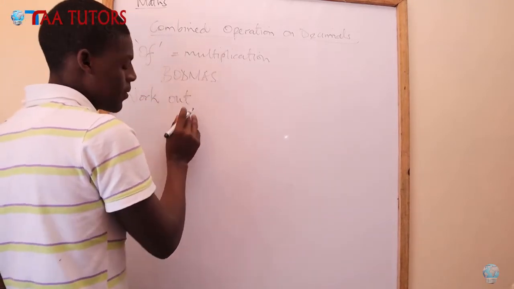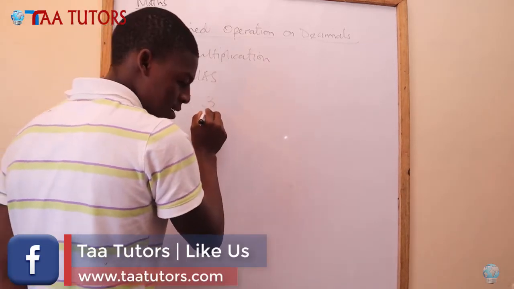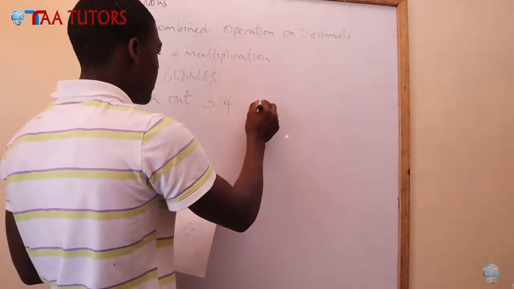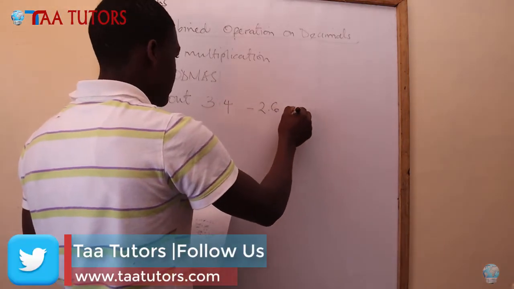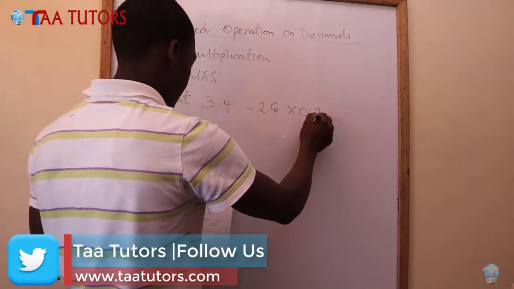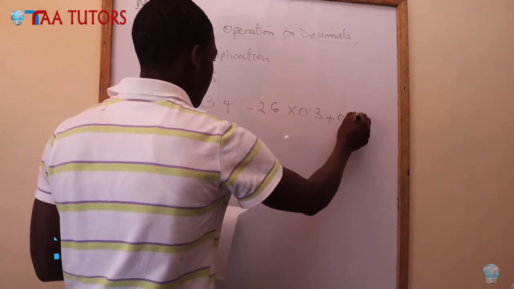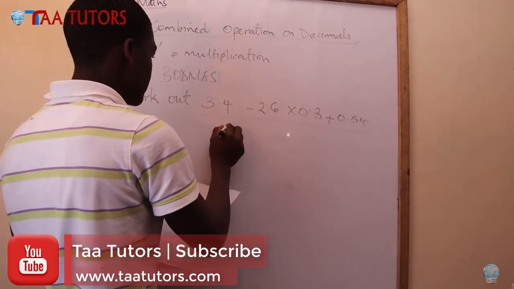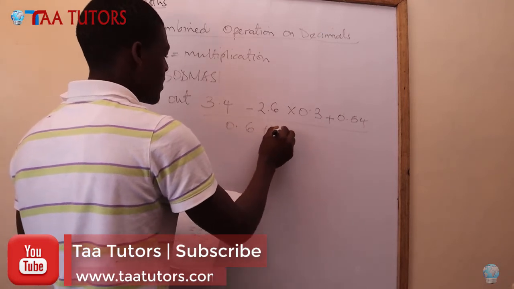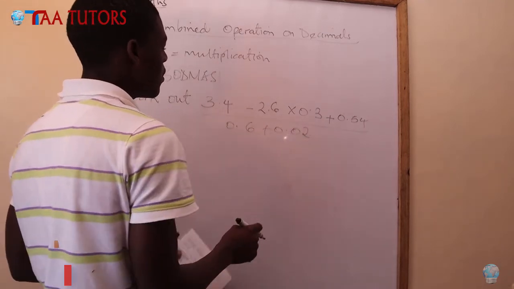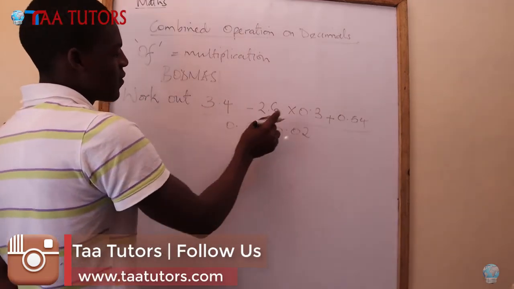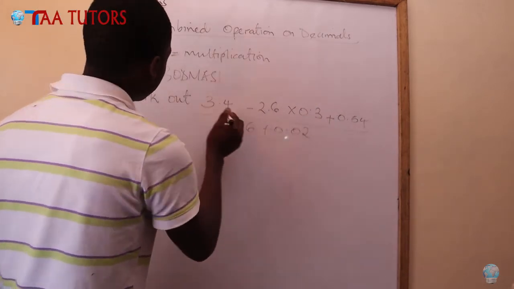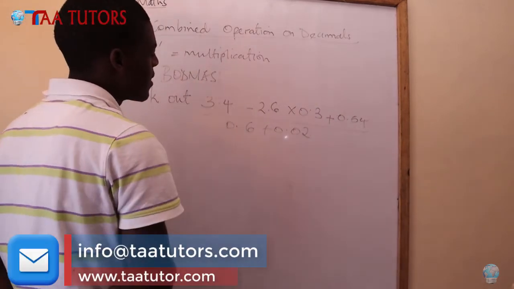We will do an example. Work out 3.4 minus 2.6 times 0.3 plus 0.54, all divided by 0.6 plus 0.02. We can see that we have multiplication, subtraction, and addition. It is more than one operation. So we will have to follow this order so that our answer is the correct one.